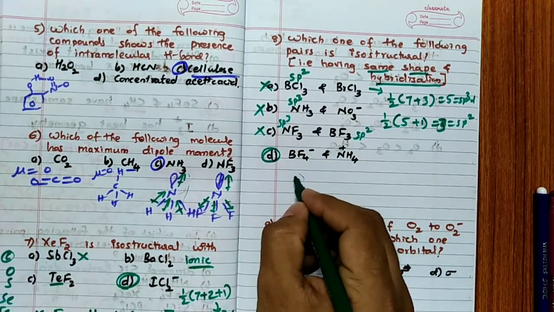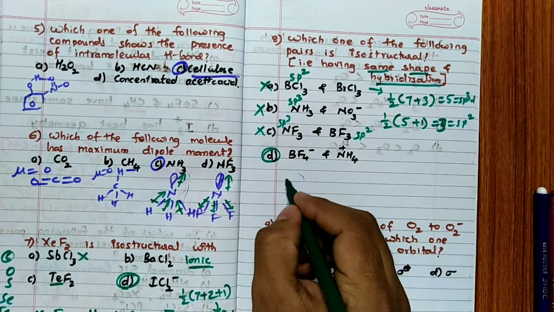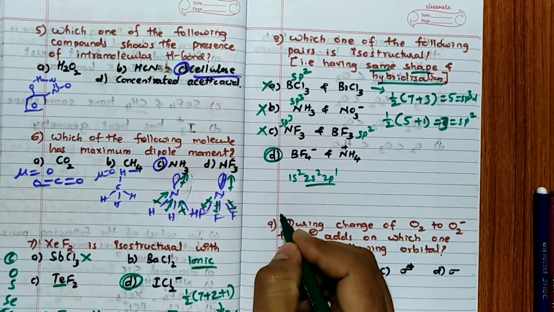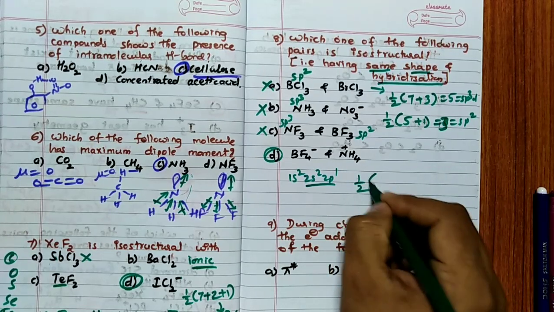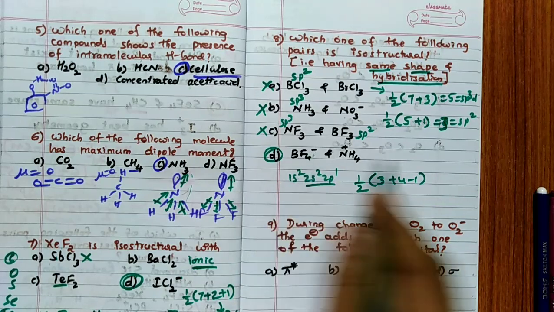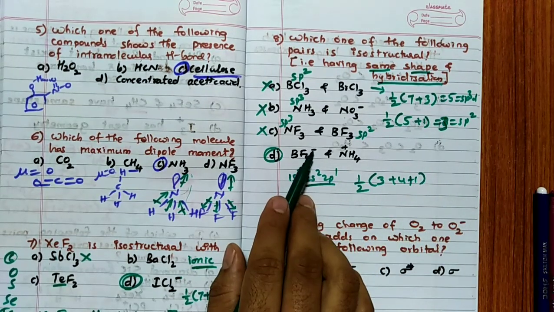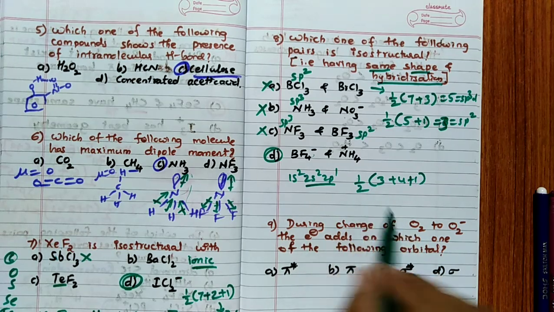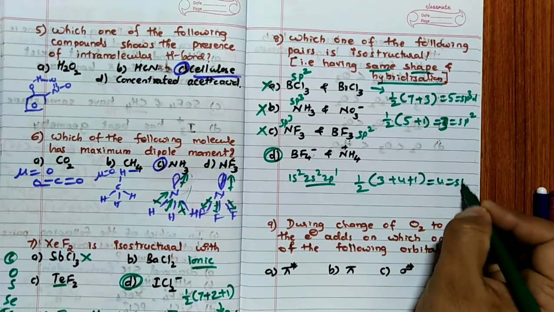Now you can say BF4 minus. B has 3 valence electrons, because boron is 1s2, 2s2, 2p1. 3 valence electrons. So half into 3 plus 4, minus 1, sorry, plus 1, plus 1 because there is a charge, remember. So 4 plus 3, 7 plus 1, 8 by 2 is equal to 4, which is sp3.